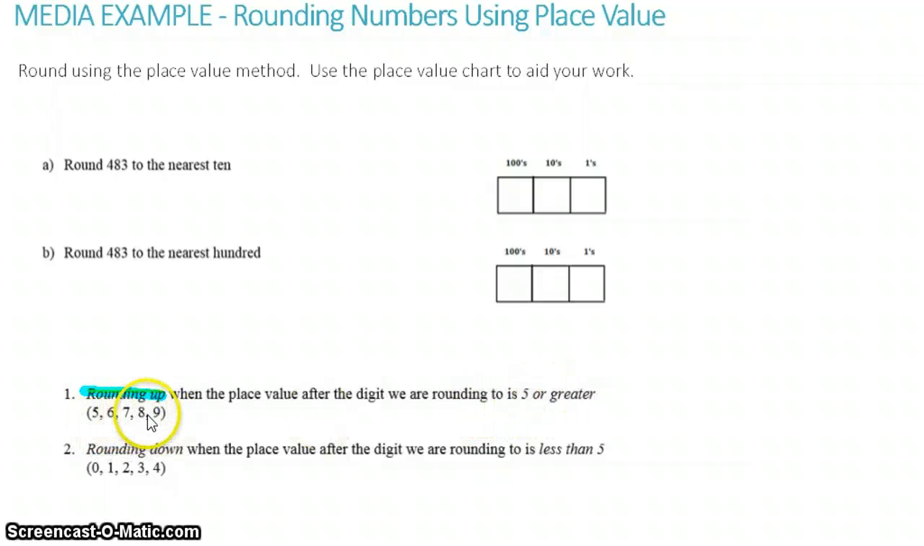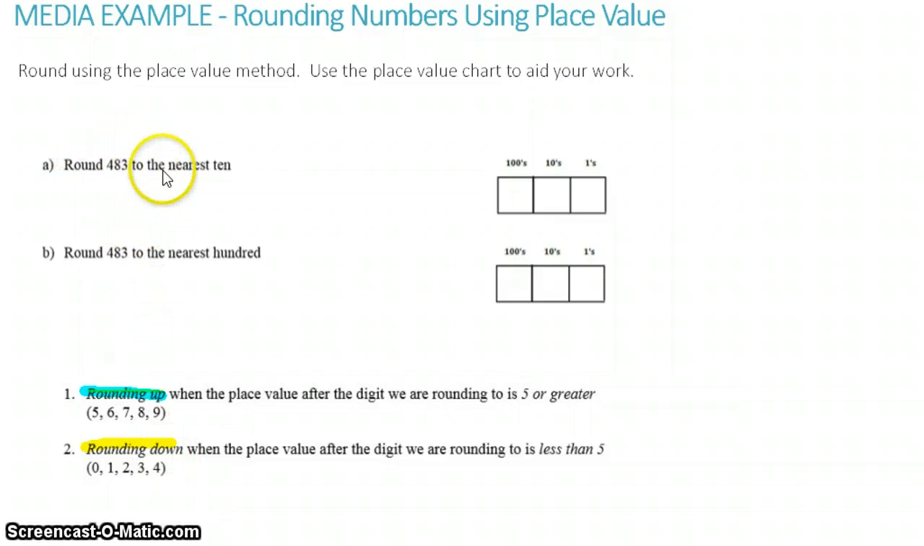when the place value digit after the digit we are rounding to is 5 or greater. So if we have 5, 6, 7, 8, or 9 after the digit we are rounding to, we round up. We round down when the place value after the digit we are rounding to is less than 5: 0, 1, 2, 3, or 4. So let's start with the first example.